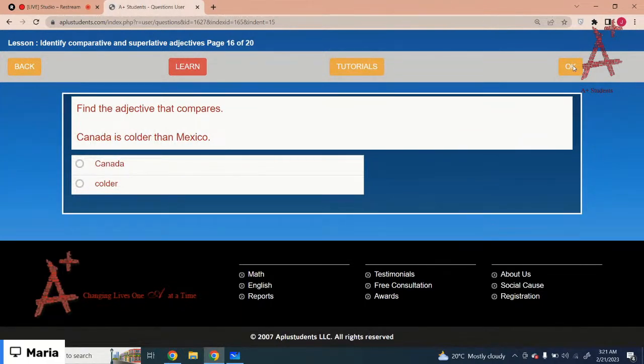Canada is colder than Mexico. So which is the correct option? Canada or colder? Colder is the correct option. Got it? Canada is not the adjective. Colder is the adjective.